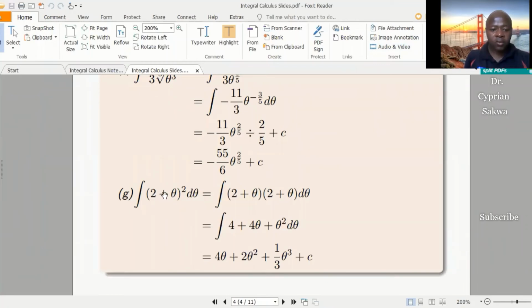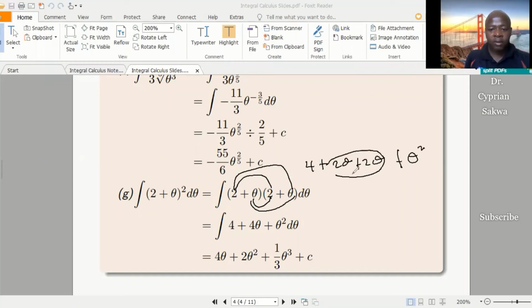Now this one, it's easier to first of all expand this, and you can see that it's a square, so you just expand. And how do you expand? 2 times 2 gives us 4. 2 times theta gives us 2 theta. And then theta times 2 gives us 2 theta. And now theta times theta gives us theta squared. And so when you add these two, you get 4 theta. And that's why I have 4 plus 4 theta plus theta squared.